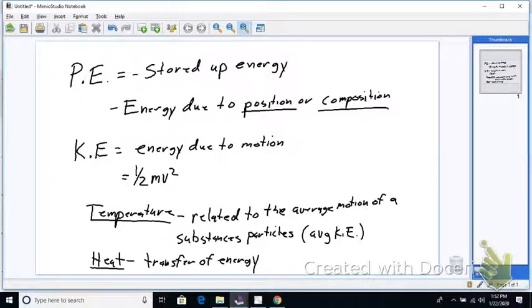Okay? And we'll just go ahead and expand upon that between two substances. Okay, and I'm running out of room, and so on this next slide, I'm going to extend this. So heat is a transfer of energy between two substances due to the differences in their temperature.